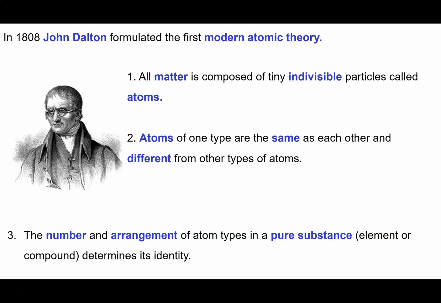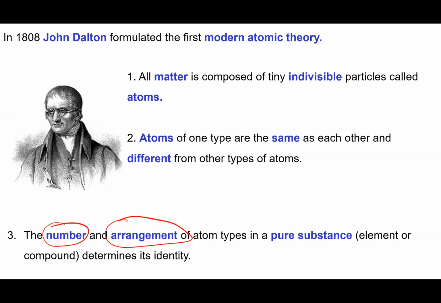His third point was to say that it is the number and arrangement of atom types in a pure substance, and remember that a pure substance is an element or a compound, that determines its identity. So it's the number of all of the atoms that you have there. So, you might have like 3 carbons with 2 hydrogens, whatever it might be, and also how those atoms are connected to one another, right?